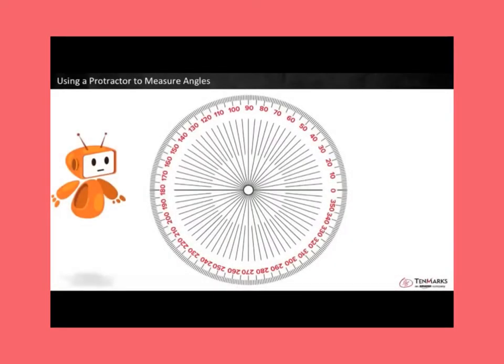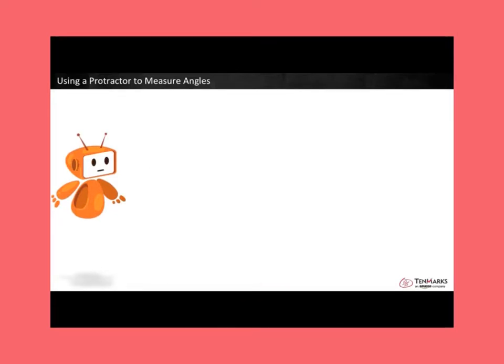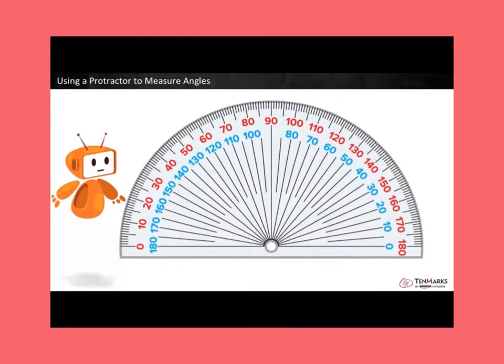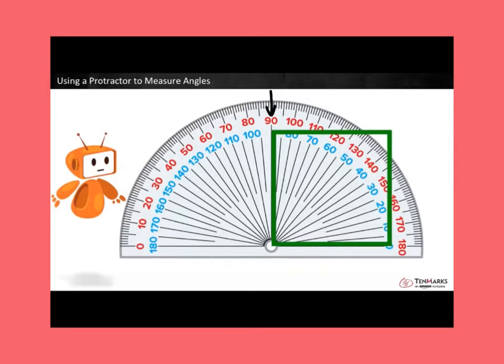This full circle protractor is 360 degrees. A standard protractor is half a circle. There are two sets of numbers. The red counts one direction and the blue counts the other. So it is 180 degrees. There are 90 degrees in a square corner and 45 degrees in half a square corner.